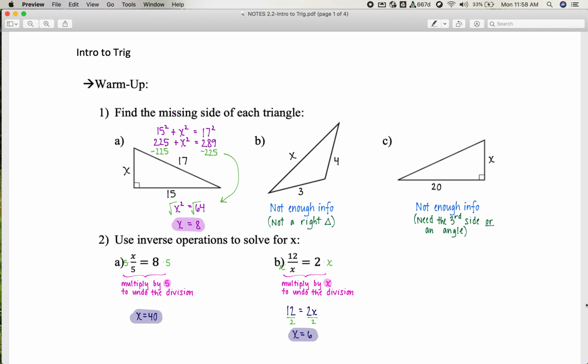Today we'll be taking a look at something called trigonometric ratios, which will become three powerful tools that can help us find missing sides and angles of right triangles. To get our brains ready for today's lesson, I wanted to take a quick look at these two warm-up problems with you.